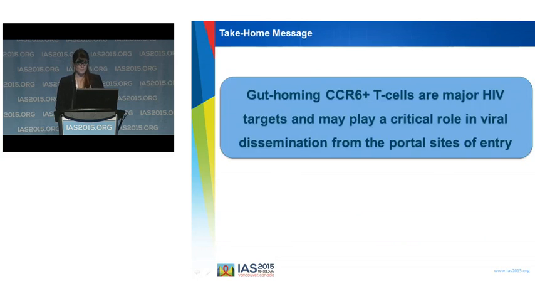So all of these results indicate that gut-homing CCR6 positive T cells are major HIV targets and may play a critical role in viral dissemination from the portal site of entry.